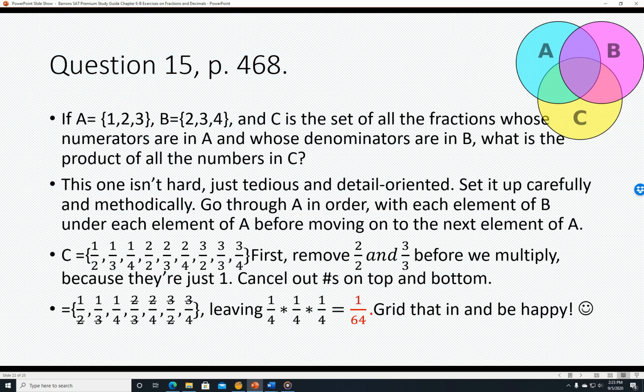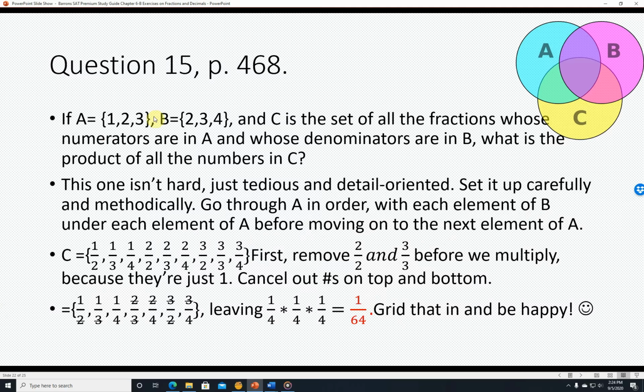Question 15, page 468. If a is equal to the set containing 1, 2, and 3, and b equals 2, 3, 4, and c is the set of all fractions whose numerators are in a and whose denominators are in b, what is the product of all the numbers in c? So this one isn't really that hard, it's just tedious and detail oriented. So first you want to set up the problem carefully and methodically. You want to go through a in order, 1, 2, 3, with each element of b under each element of a before moving on to the next element of a.